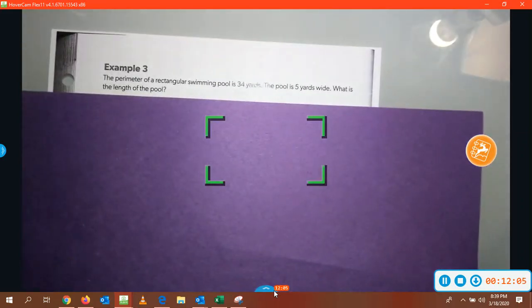The perimeter of a rectangular swimming pool is 34 yards. The pool is 5 yards wide. What is the length of the pool?